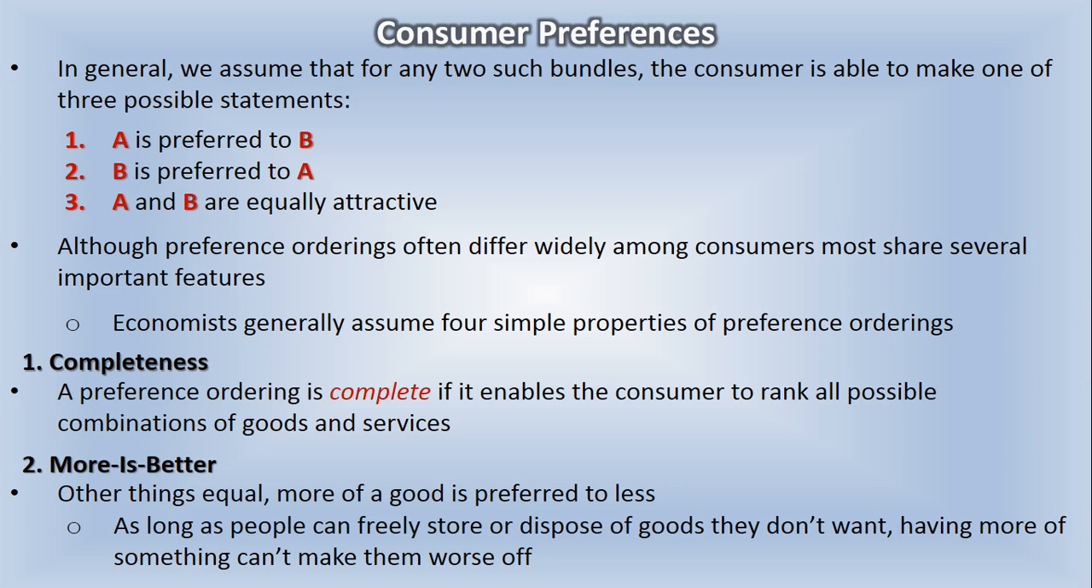One is completeness, meaning that for each consumption bundle, the consumer can either say that one is better than the other. If you have A and B, let's say two consumption bundles, the consumer can either say A is preferred to B, or B is preferred to A, or they are equally attractive. So one of those three statements must be able to be made about two consumption bundles, and thus they can be ranked. So completeness is the first property, more is better is the other. The consumer, we assume, prefers more than less of anything.